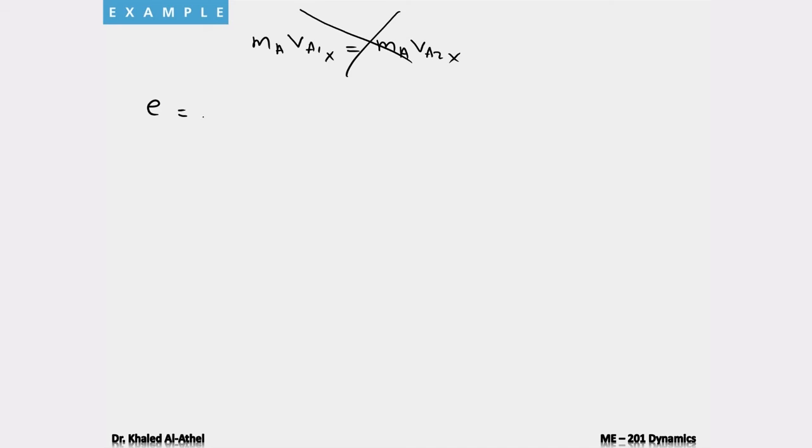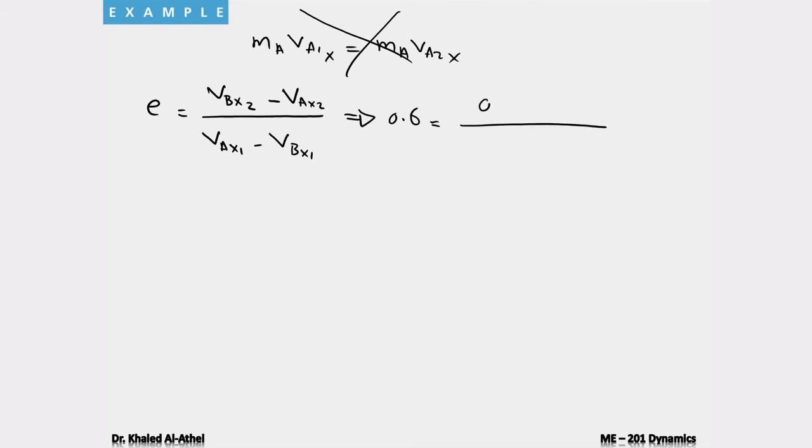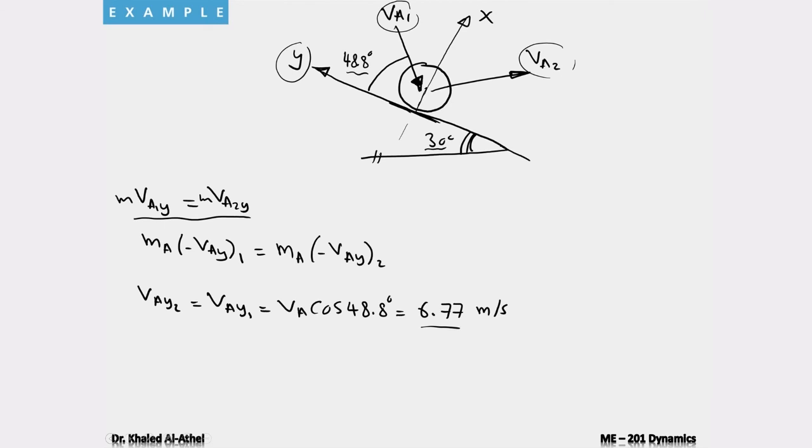So I'm going to say e equals, if we consider the Earth as B, VBx2 minus VAx2 over VAx1 minus VBx1, and apply the values that we have. This coefficient was given as 0.6, which should equal, Earth, as we said, is relatively not moving, so it is 0, relatively small, minus.